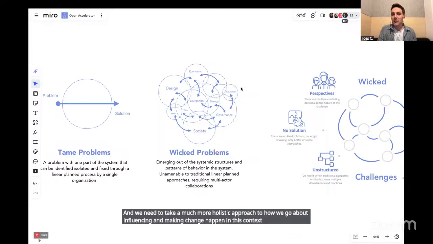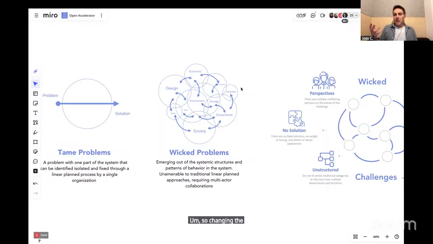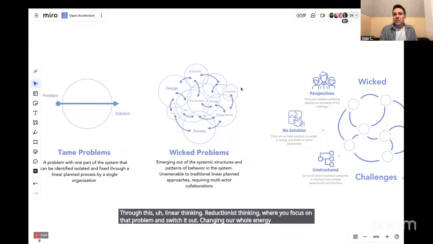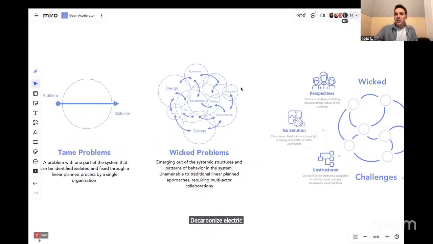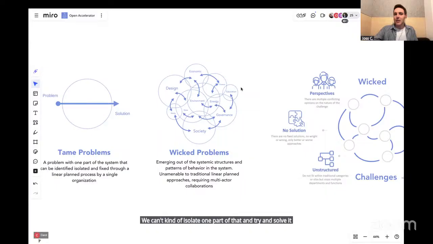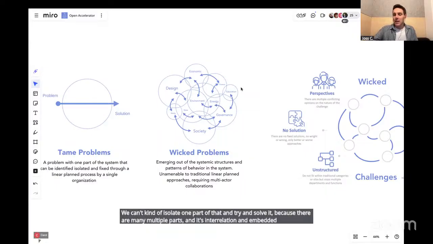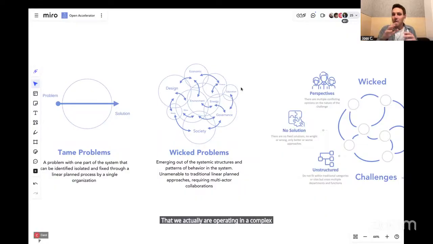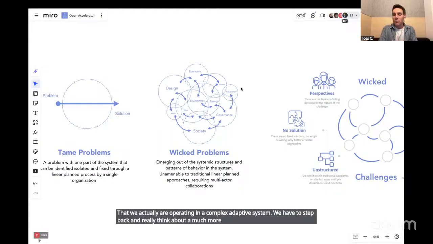in this context. So changing the problem with the light bulb, we can fix that through this linear thinking, reductionist thinking, where we focus on that problem and switch it out. Changing our whole energy grid to a sustainable, renewable, decarbonized electric grid at a national scale or even at a city scale is a wicked problem. We can't isolate one part of that and try and solve it because there are many multiple parts and its interrelation embedded within many other systems of governance, of finance, of environmental policy, of labor, and so many other factors, technology and design, and so forth. That we actually are operating in a complex adaptive system. We have to step back and really think about a much more holistic form of innovation and change in that context.